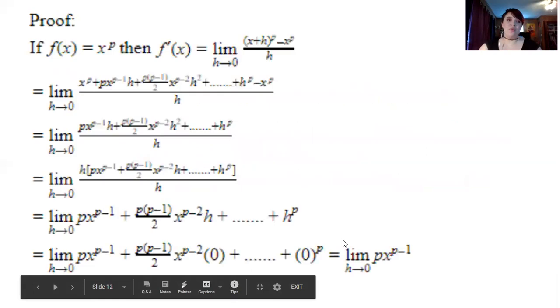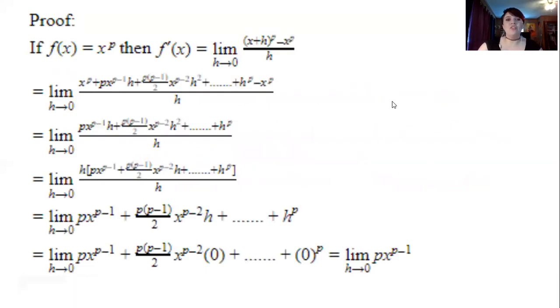So we reach our proof, and this can be a little hard to read. I was having quite a bit of computer trouble making this presentation, but hopefully you can read it, and I will read it out loud as we go through the steps of our proof. So if f of x is equal to x to the power of p, then f prime is equal to the limit as h approaches 0 of quantity x plus h to the power of p minus x to the p over h. So this is the definition of the derivative.